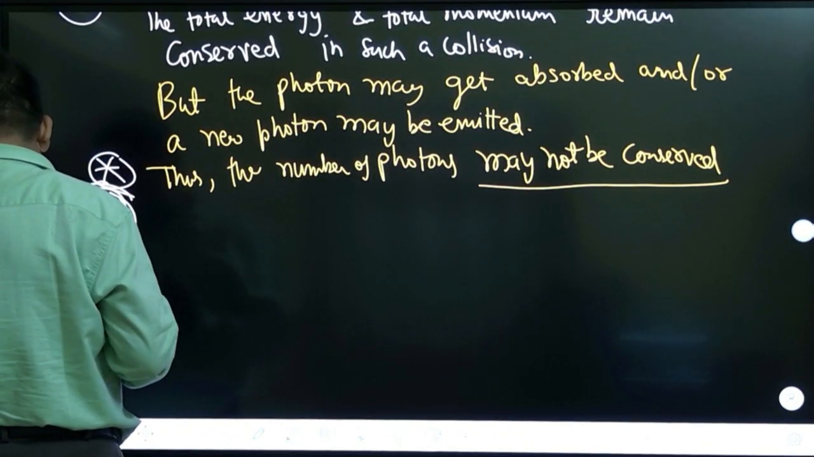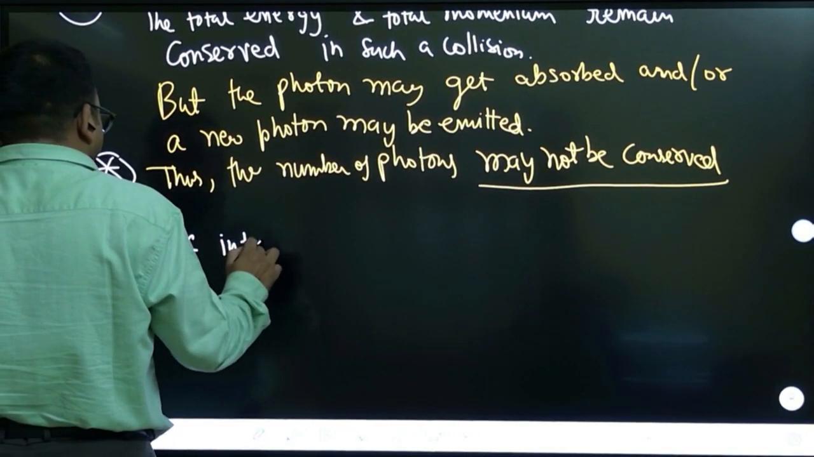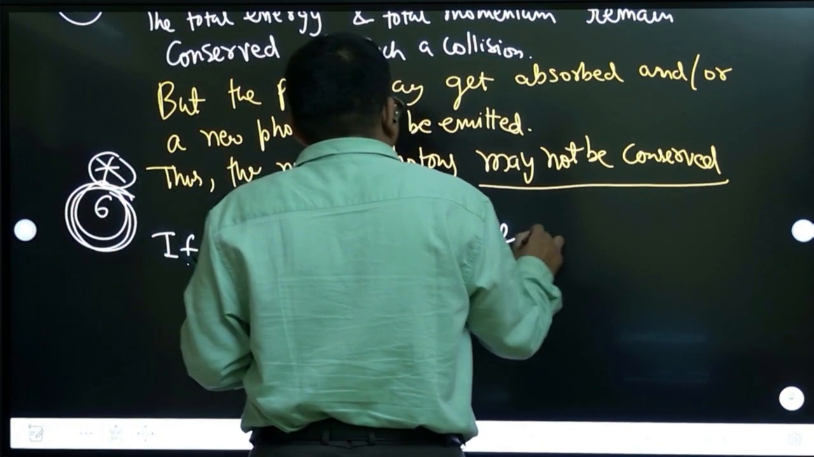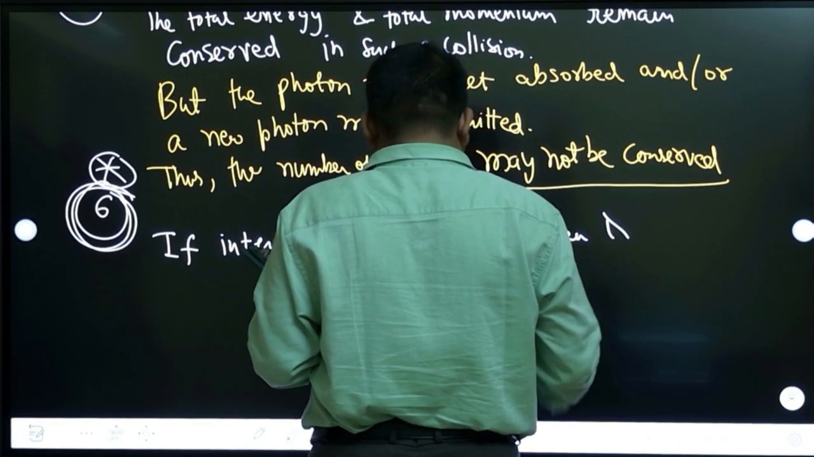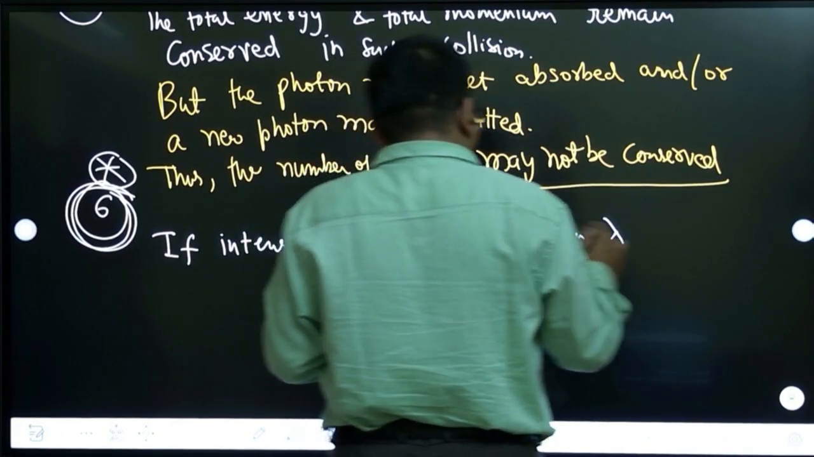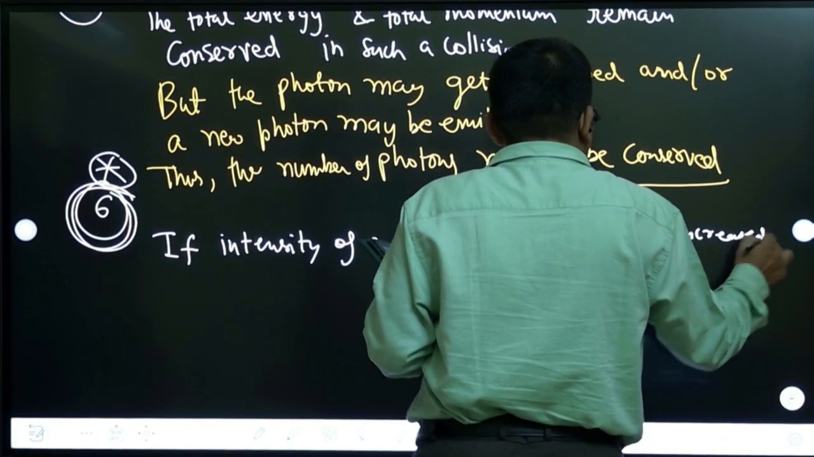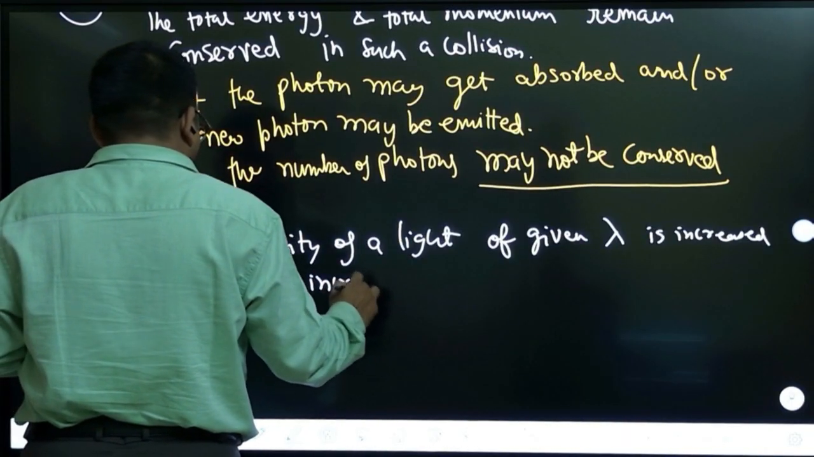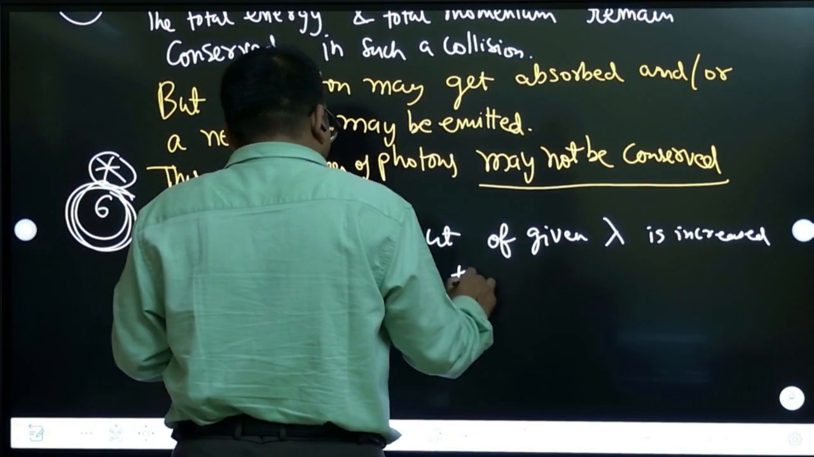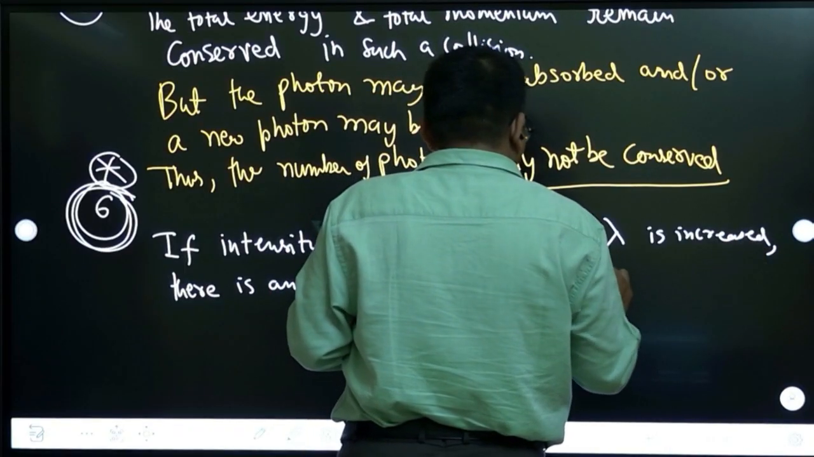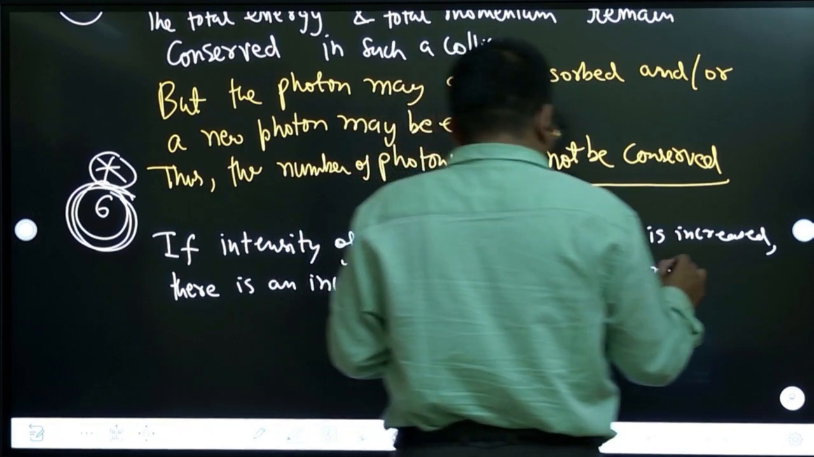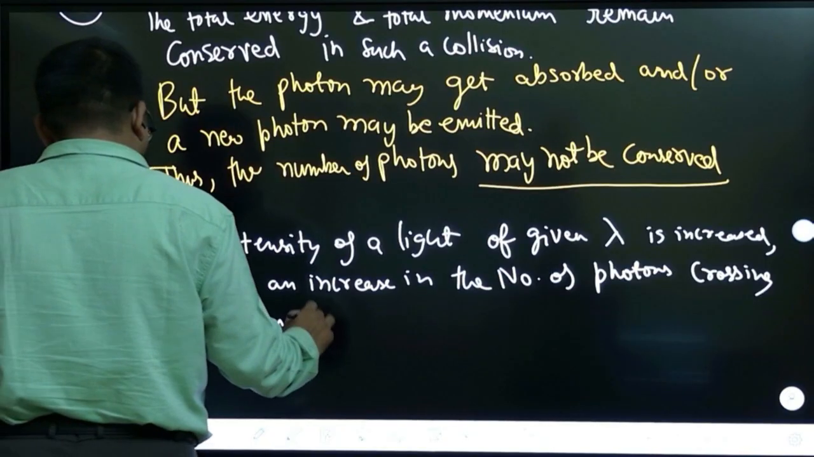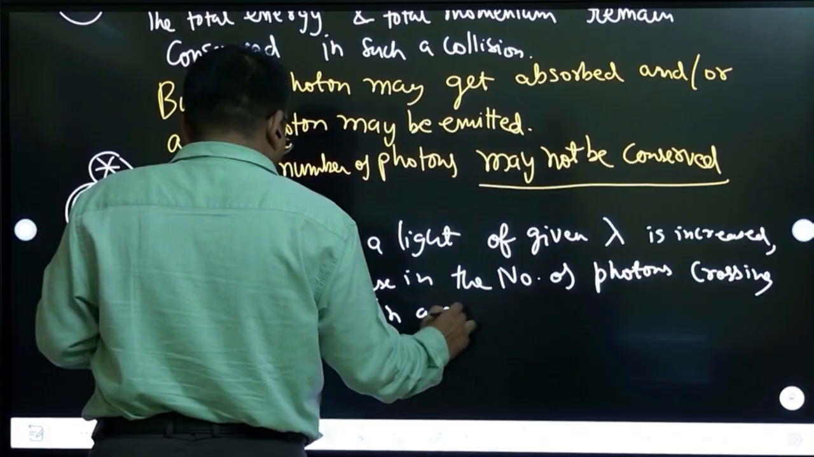If the intensity of a light of a given wavelength lambda is increased, there is an increase in the number of photons crossing a given area in a given time.